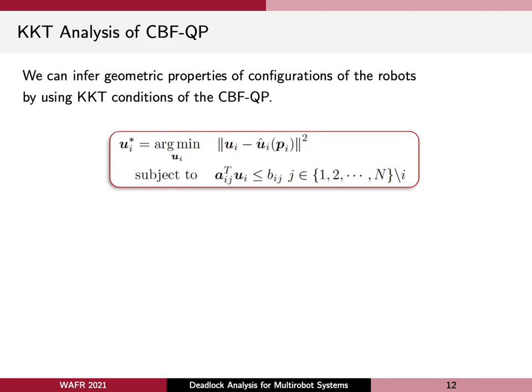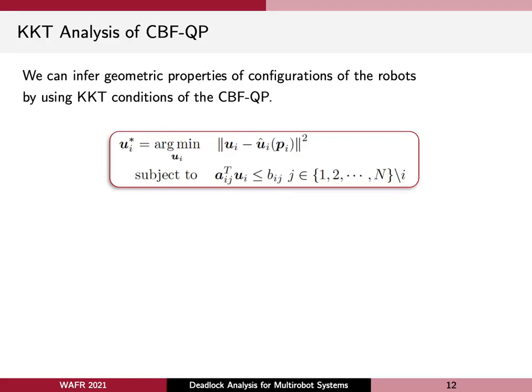Since the CBF QP is an optimization problem, we can infer properties of its solution u_i star by looking at the KKT conditions of this optimization. Why are we doing this? Well, we want to derive some information about geometric configurations of robots, that is, their positions, which they attain by using these controls u_i star.